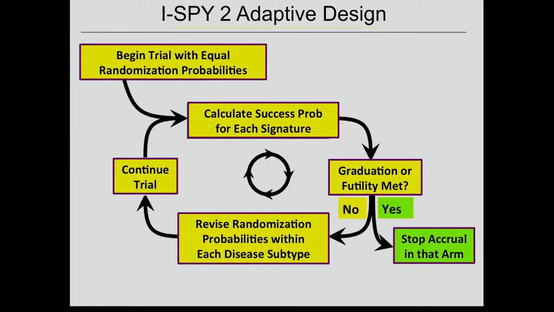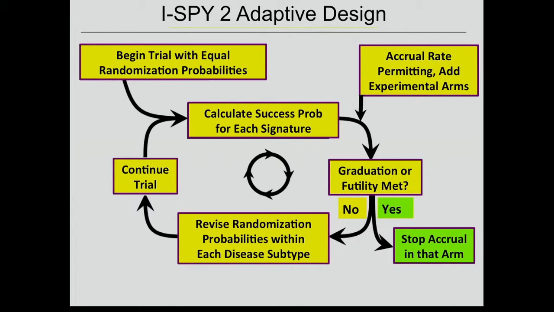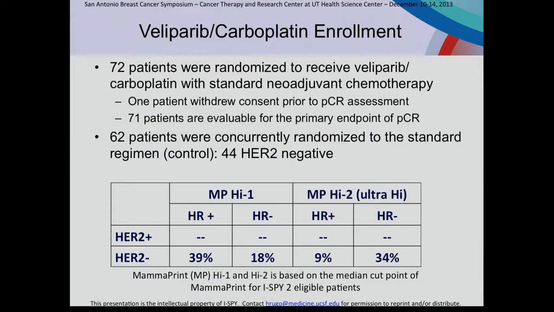So we begin the trial with equal randomization probability, calculate success for each of the biomarker signatures. Then for every patient that goes in, we run again a graduation or futility analysis. And if it's above a certain threshold of success in a next trial, then there is a stop of accrual in that arm. Or if there are too many patients, it's stopped because it will never be better. And then a new drug will enter the trial.